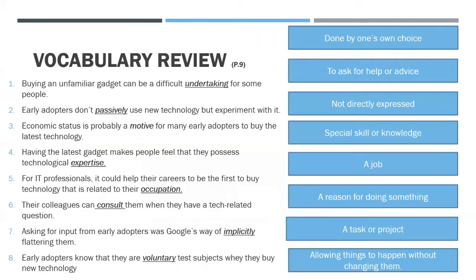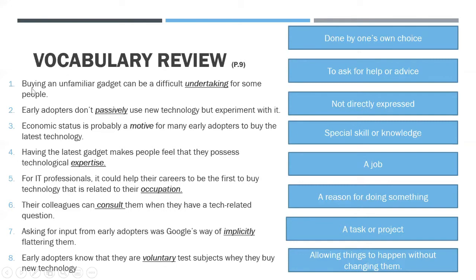Anyways, so this is it. I'm just going to review a vocabulary list because you will need this list when you do your homework, okay? So make sure you understand. If you don't, I leave on Facebook, I leave online, I leave on Messenger, and I'm always replying to messages in Google Classroom. So for our vocabulary review, our 8 words are undertaking, passively, motive, expertise, occupation, consult, implicitly, and voluntary.